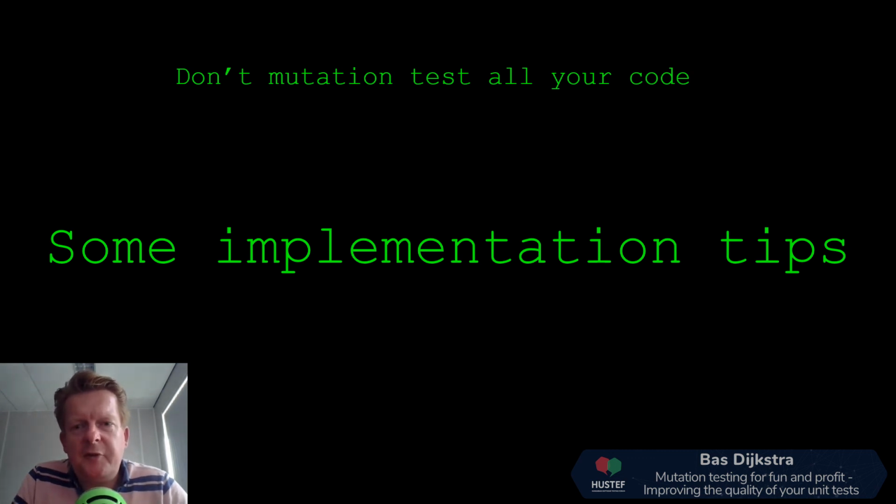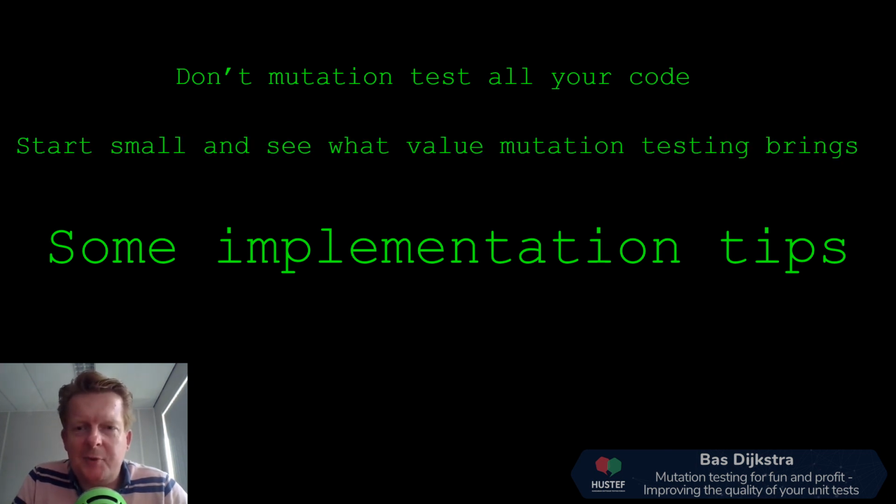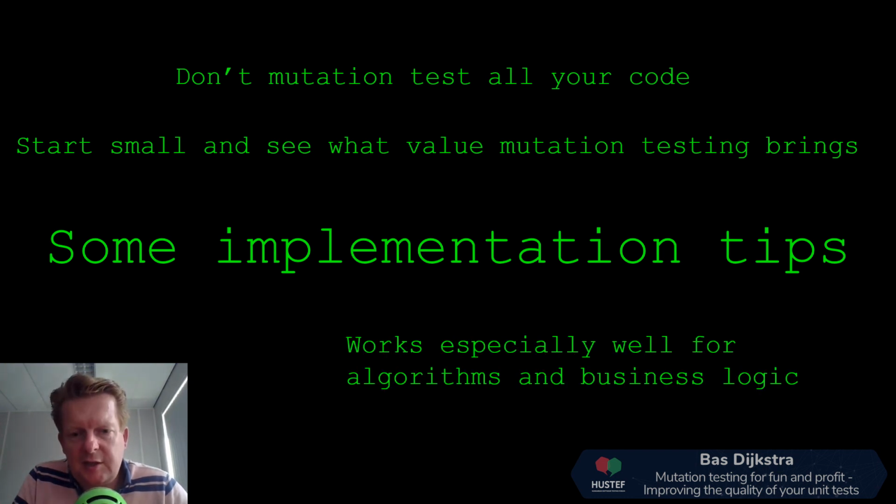So pick a piece of code that's important to you, that implements some vital business logic, for example, and start there. Start small and see if mutation testing brings you any value. See what that value is that mutation testing can bring in your testing process. Again, it works especially well for algorithms, for business logic. Those are typically also the areas of your code that you want to test really thoroughly. Are my algorithms, my calculations, my business logic, is that all implemented exactly as I need it to be?